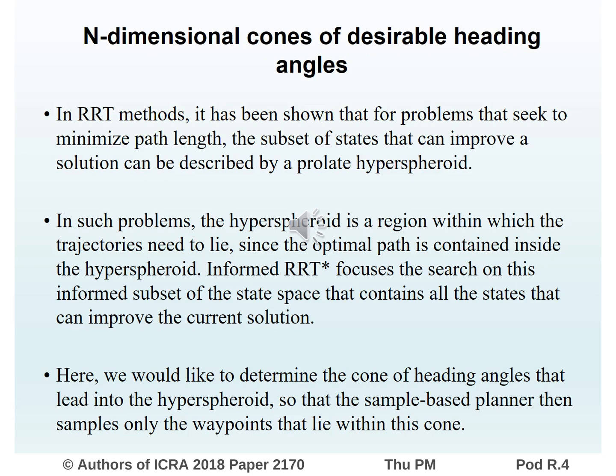The n-dimensional cones can also comprise cones of desirable heading angles. So for instance, in RRT methods, it has been shown that for problems that seek to minimize path length, the subset of states that can improve a solution can be described by a prolate hyperspheroid. And in such problems, the hyperspheroid essentially is a region within which the trajectories need to lie, since the optimal path is contained inside the hyperspheroid. And the cones that we would determine here would basically be the cone of desirable heading angles, and then the sampling-based planner needs to sample only the waypoints that lie within this cone.